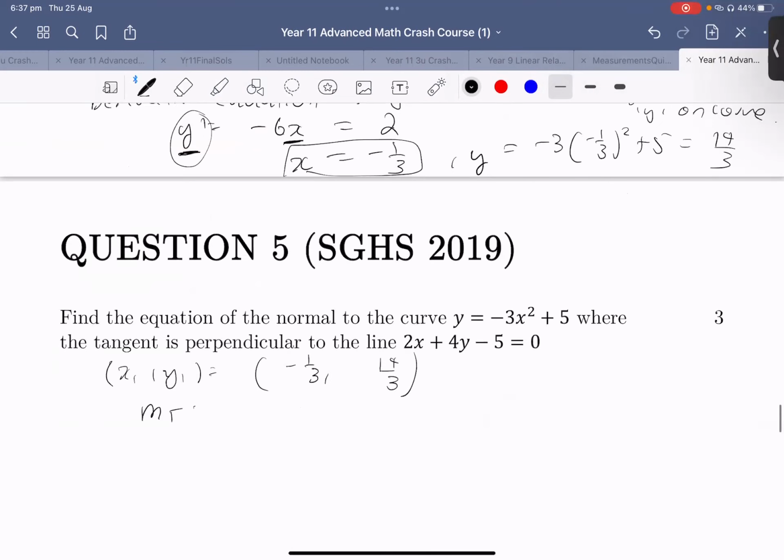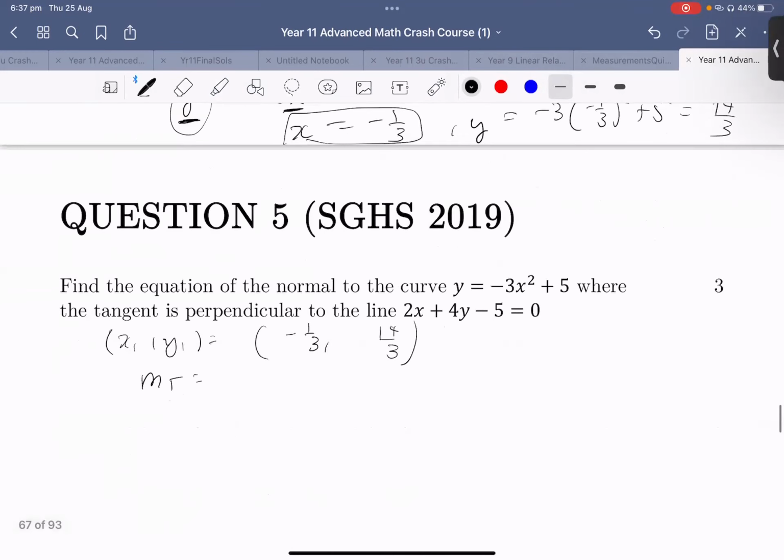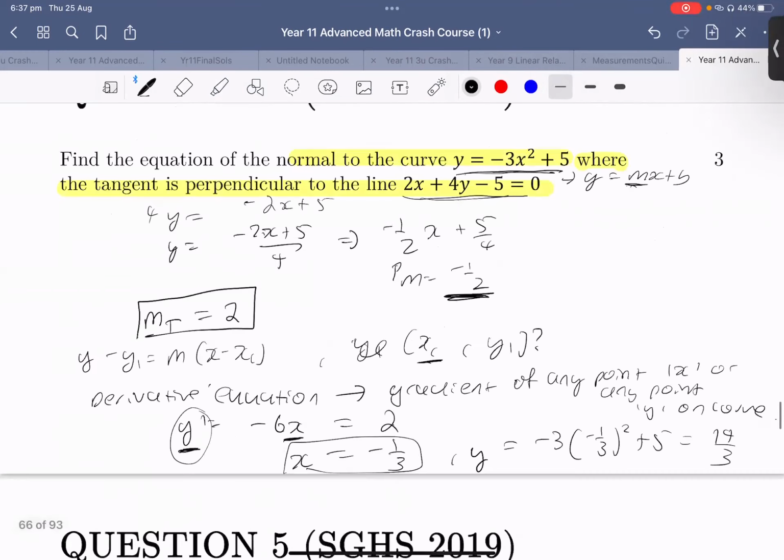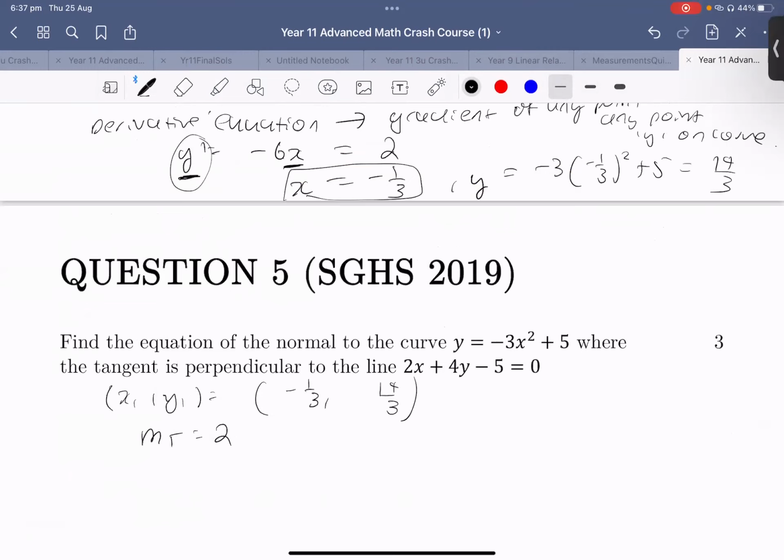And the gradient of the tangent is going to be 2. But again, what do we want? We want to find the equation of the normal to this curve, where this tangent is perpendicular to this line. So for the normal to this tangent, we keep the point because that is a point where this tangent is perpendicular to this line. However, we have to change the gradient value into the normal gradient, which is now going to be minus a half again.